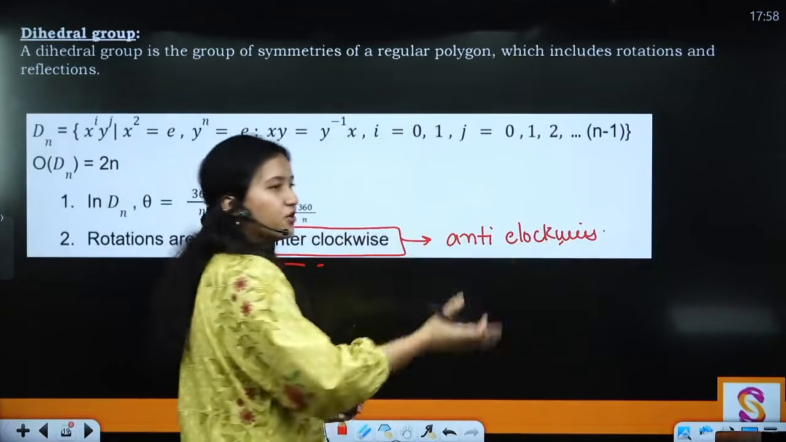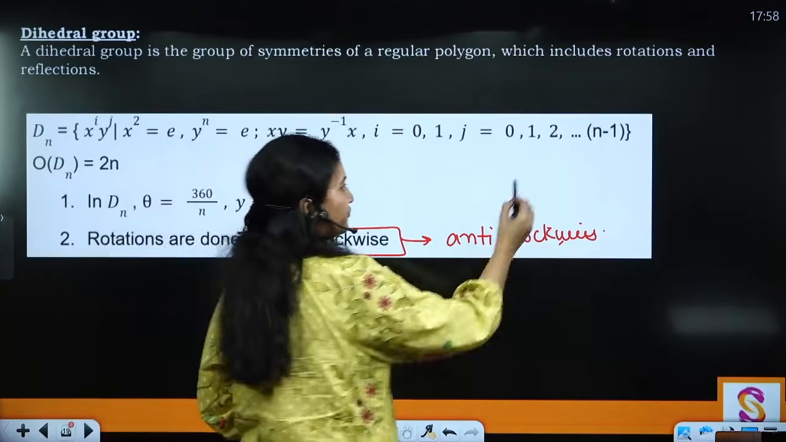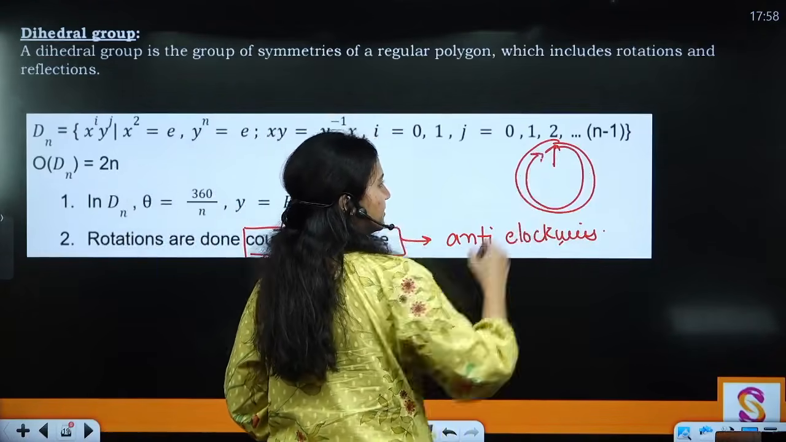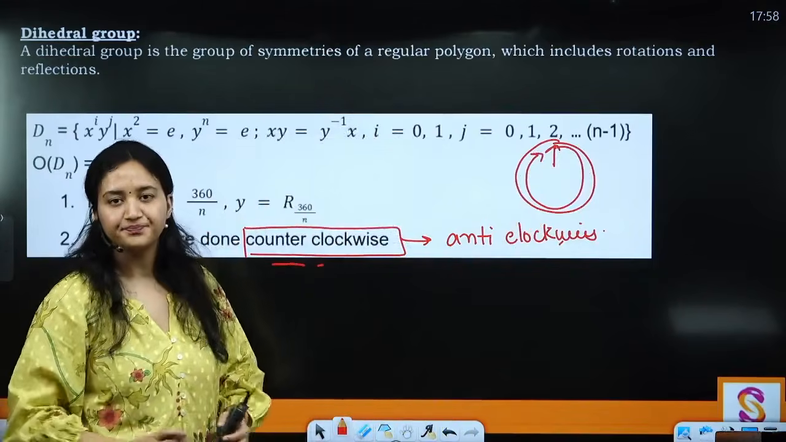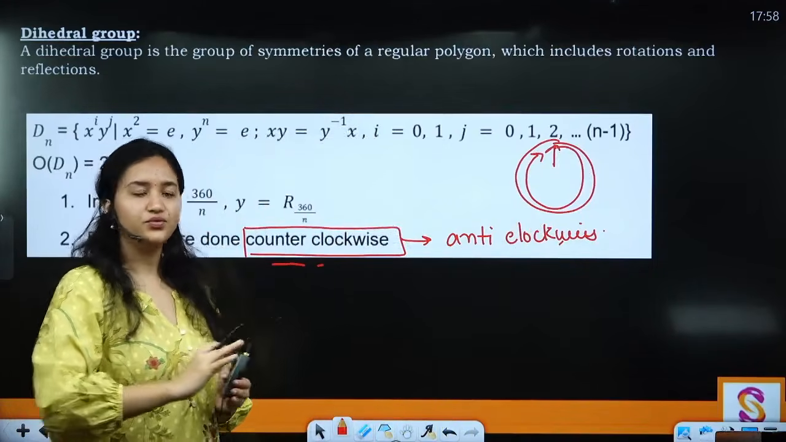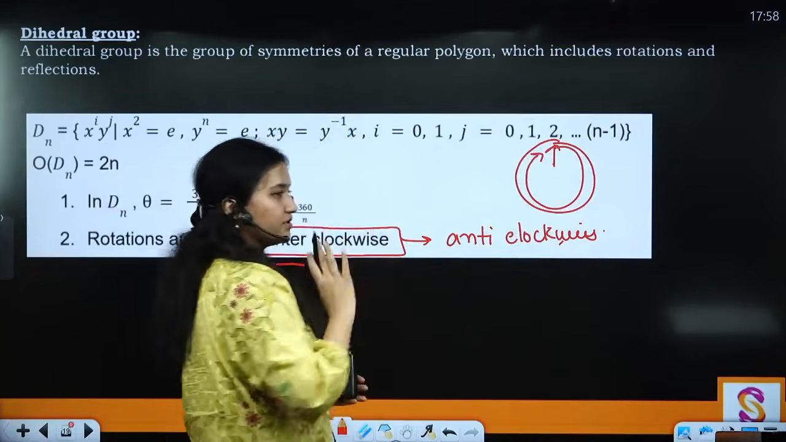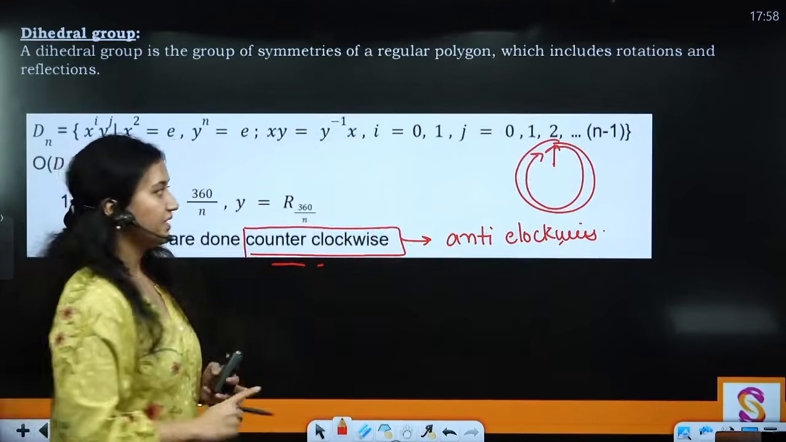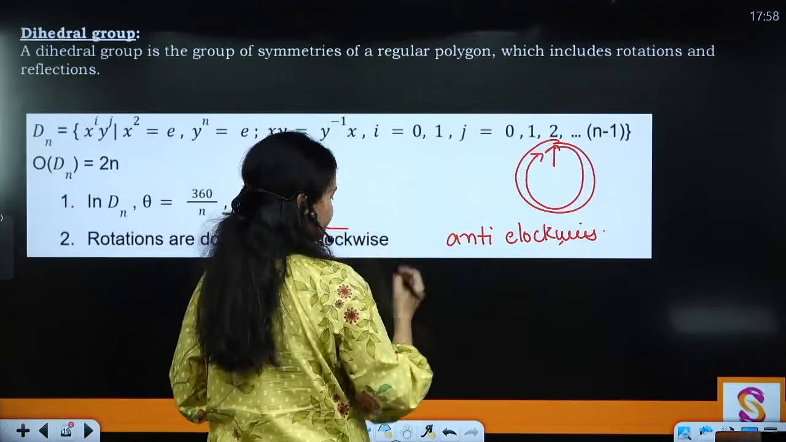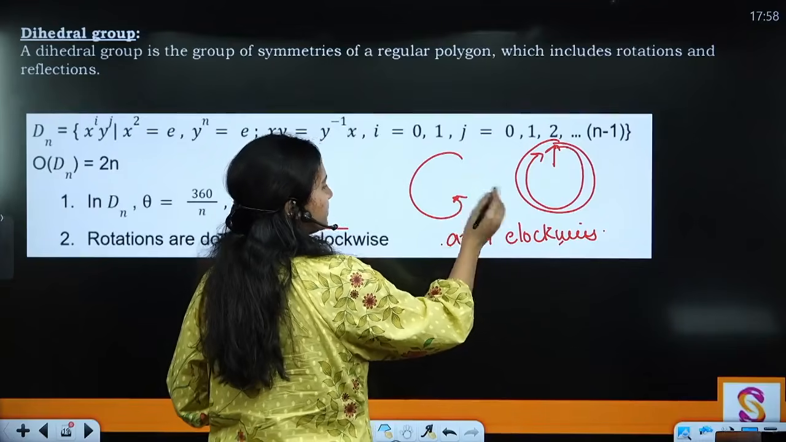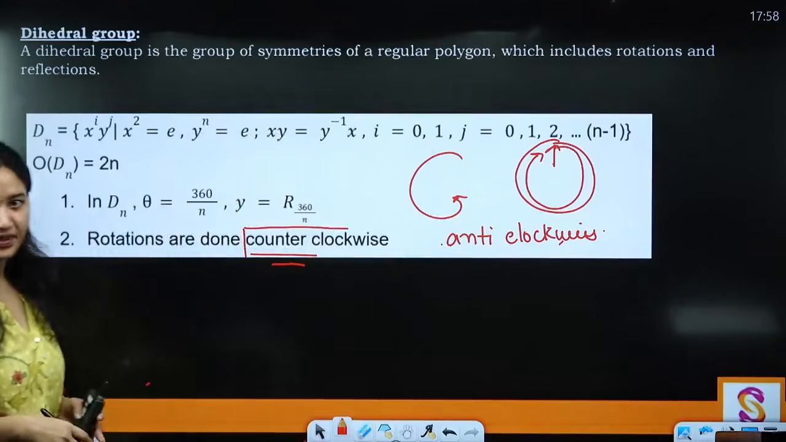The opposite of clockwise. How does your clock move? This is your clock. The needle moves this way. The hour hand and the minute hand move clockwise, that is this direction. But whatever rotations we are going to do in the symmetries, it is going to be counterclockwise, which is nothing but anti-clockwise, that is opposite to what a clock moves, right?